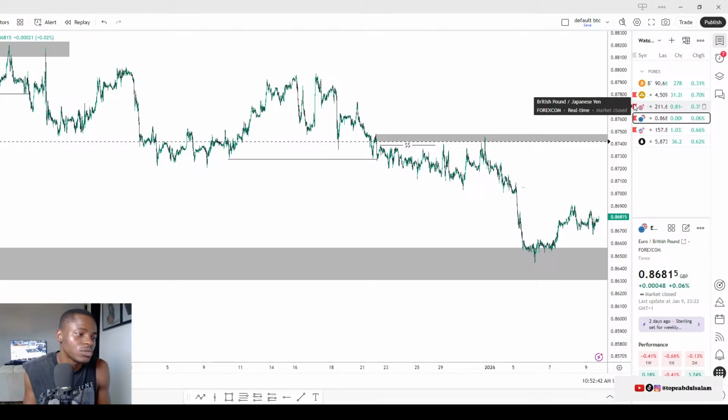If you have a good risk to reward ratio, which I'm going to get down to later, I'm going to break the risk to reward ratio down for you guys. So do you understand?